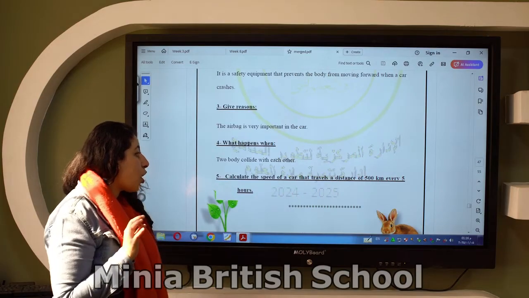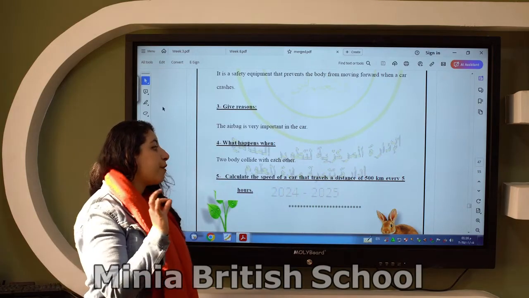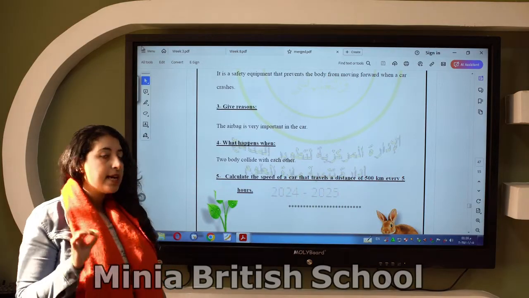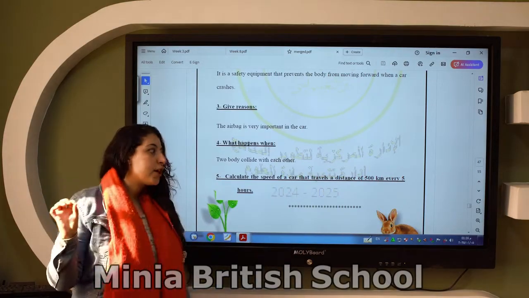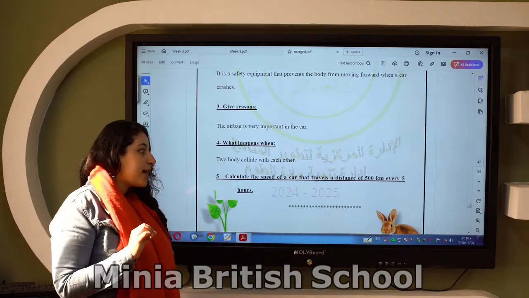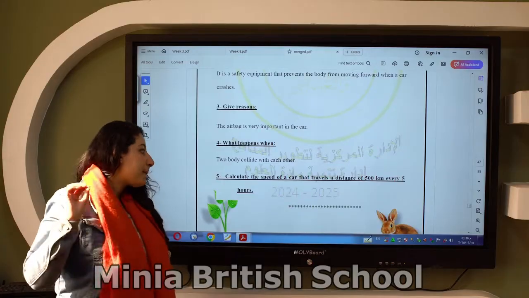Calculate the speed of a car that travels a distance of 500 kilometers every 5 hours. I have to say speed equals distance divided by time equals 500 divided by 5, equals 100 kilometers per hour.